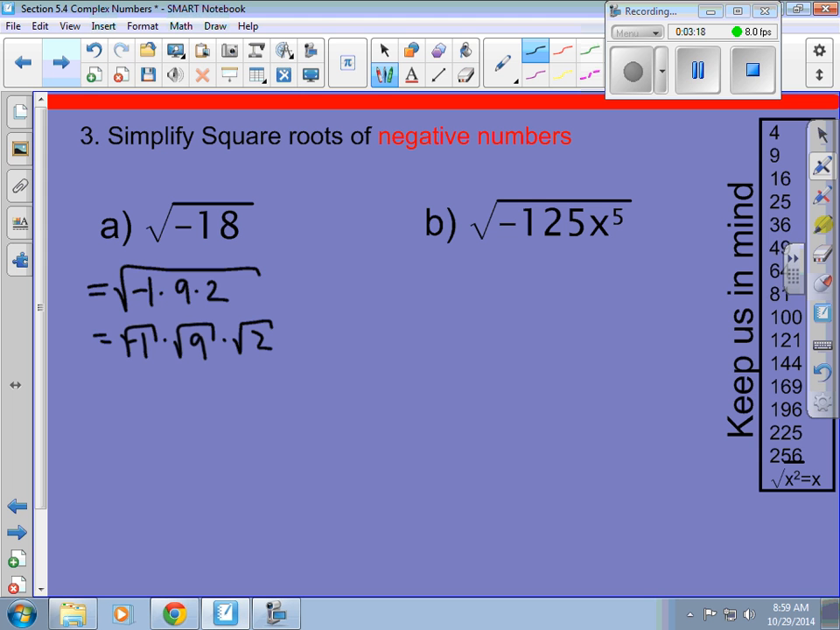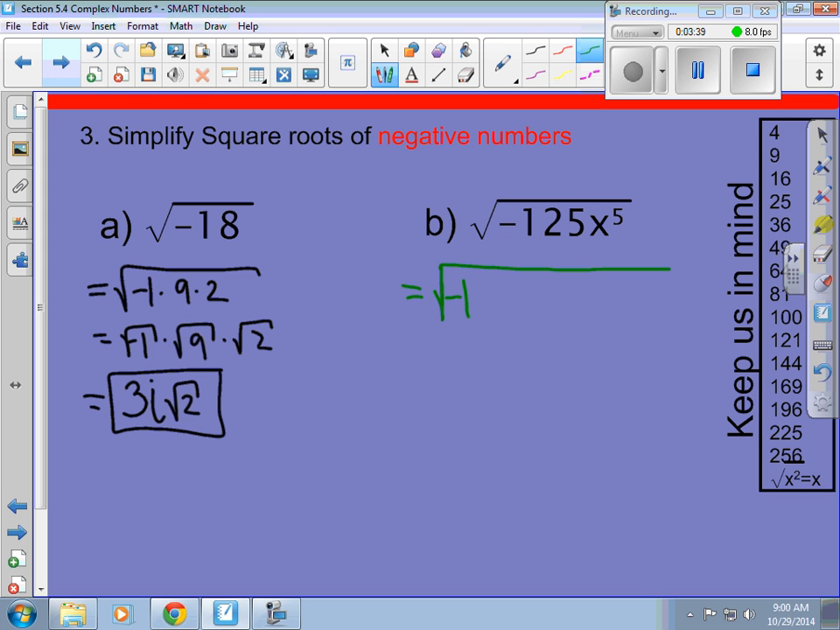The square root of negative 1 is i. The square root of 9 is 3. Usually we write the 3 in front of the i. And the square root of 2 is not a perfect square, so I leave it as the square root of 2. And there is my square root simplified. I go ahead and I look at B. Same idea, I have a negative. So I would break it apart.